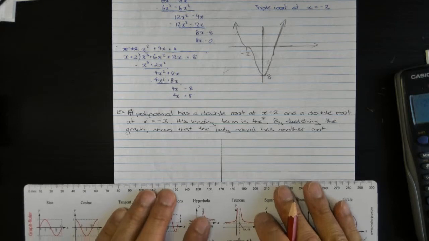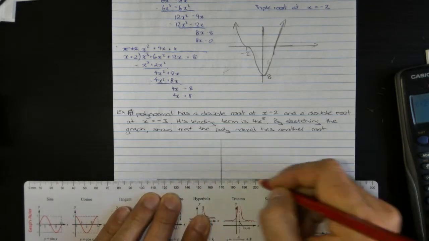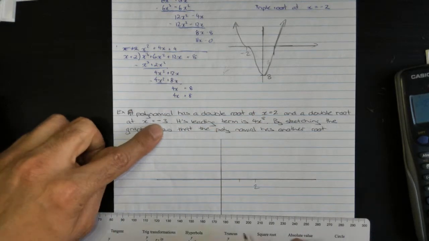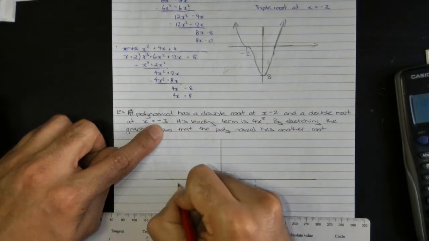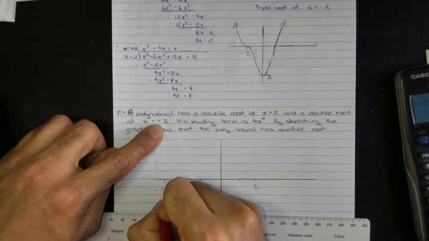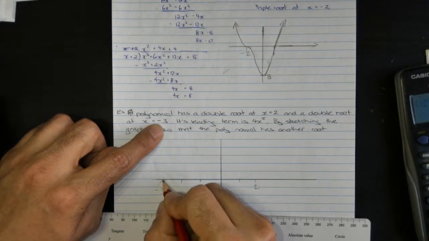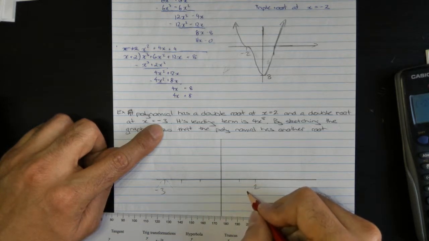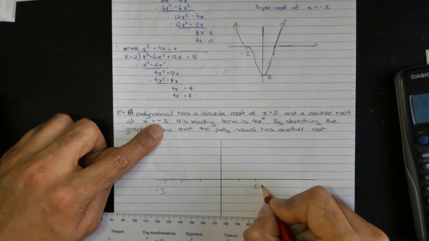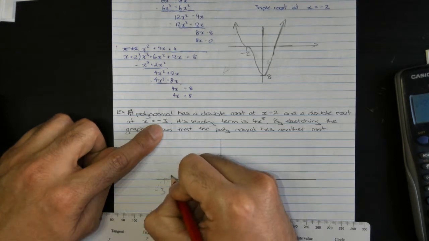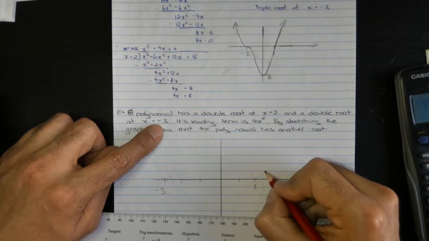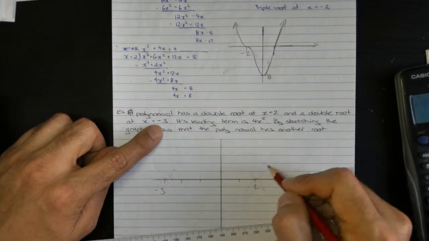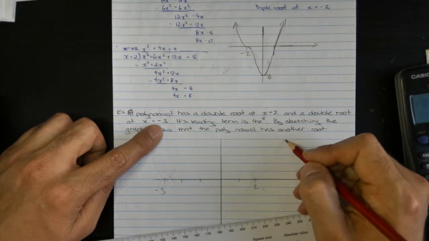So I'm going to do a large sketch. So if we have a double root at 2 and another double root at -3, so we can have something that looks like this. Or like that. Now, because it has a leading term that's positive, it means it must increase in the first quadrant.